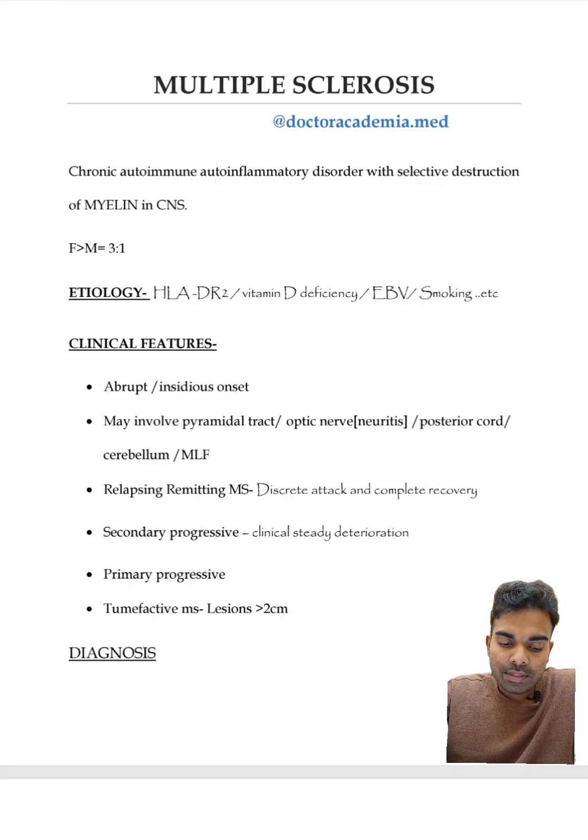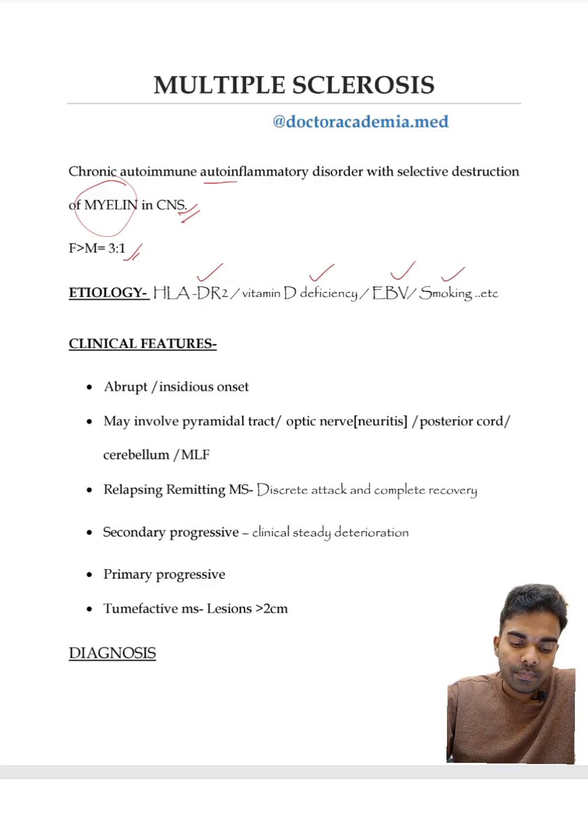Multiple sclerosis is a chronic autoimmune inflammatory condition with selective destruction of the myelin sheath in the CNS. It has a female preponderance of roughly 2 to 1, that is, females are affected more than males, and its etiology is multifactorial. The actual cause we don't know, but what has been proposed is that it has a good correlation with HLA-DR2, vitamin D deficiency, viral infections like Epstein-Barr, and smoking, etc.